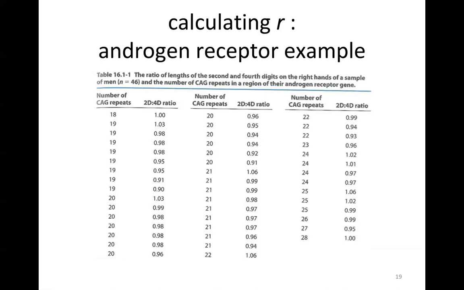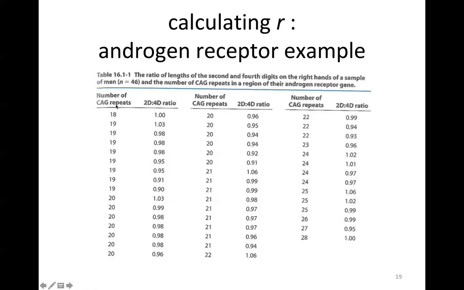It occurs in different numbers in individuals, from 18 to 28 in the sample, close to 2 times the difference. And the number of repeats seems to be influencing the function of the androgen receptor, which binds testosterone. So the people who led the study measured the number of CAG repeats in the androgen receptor across 46 men, and their second digit to fourth digit ratio.